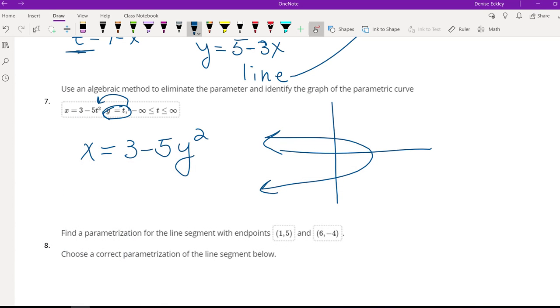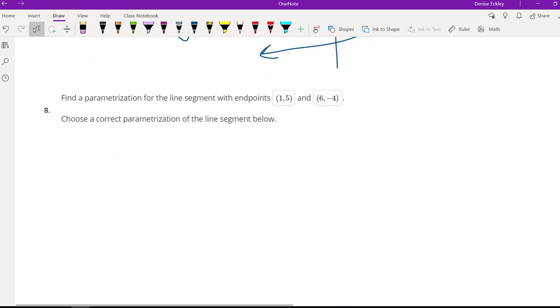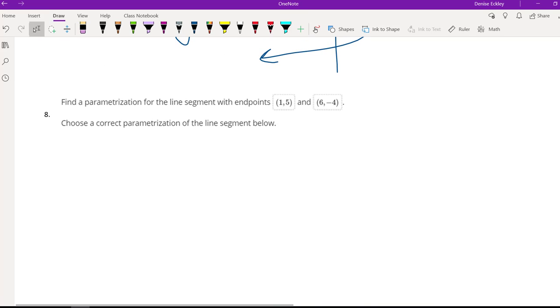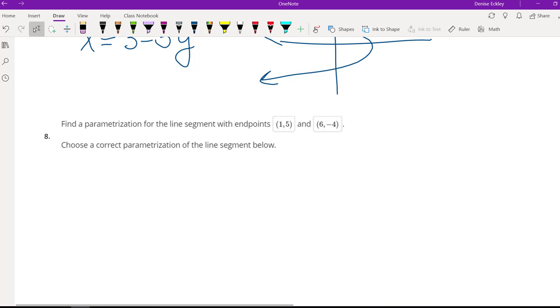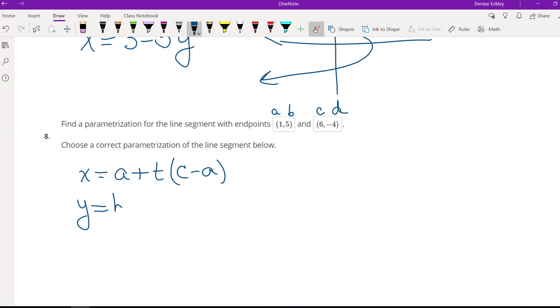And then finally, the last question. Choose the correct parameterization of the line segment below. Okay, so we just have this line segment, and we're going to use our little formula here, or you can draw the vector picture that we did in the notes. So I'm going to use the fact that x is going to equal a plus t times c minus a. So this will be a, this is c, there's b and d. And so y is going to be b plus t times d minus b.